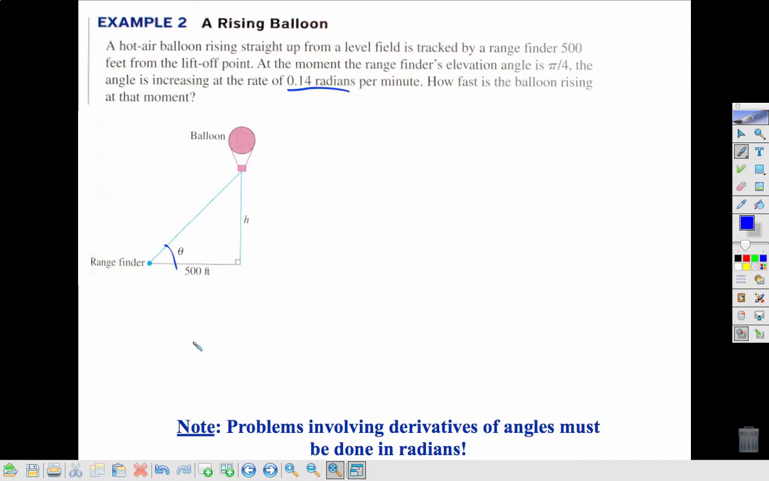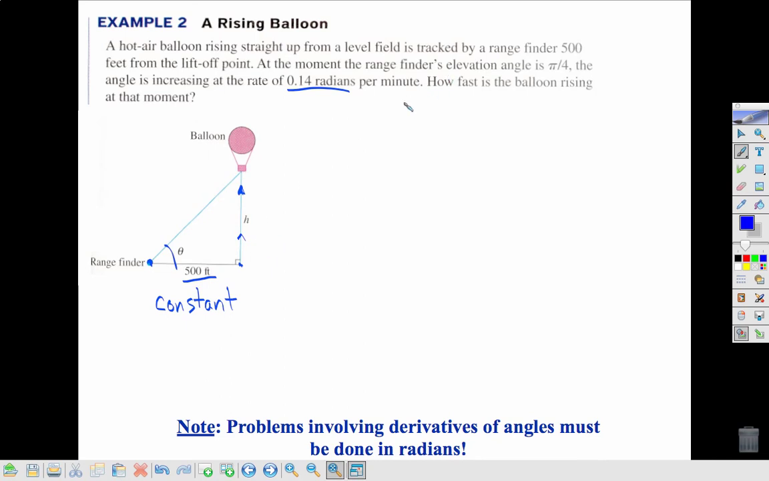So what we're looking at in this problem is a balloon raising off the ground. It's staying above, so we're assuming that this is raising vertically. It's going straight up. So the person standing over here with a rangefinder finding the angle for this is standing at a constant 500 feet away from that. Now that's important to remember that this 500 feet is a constant. We'll get back to that in a little bit. The height is changing as this increases.